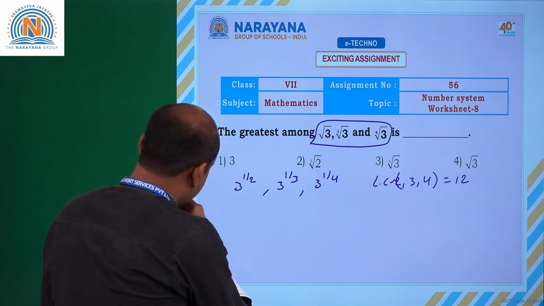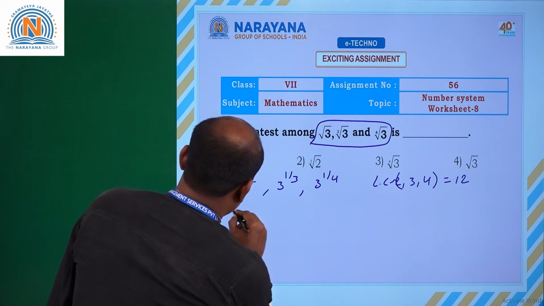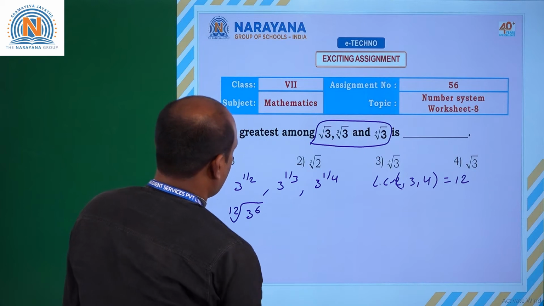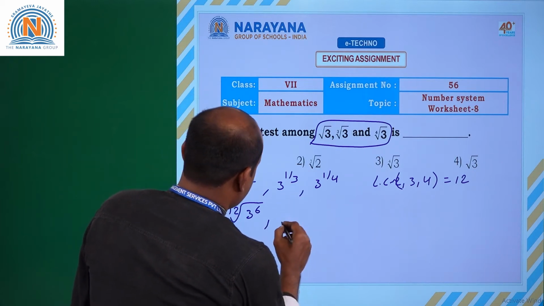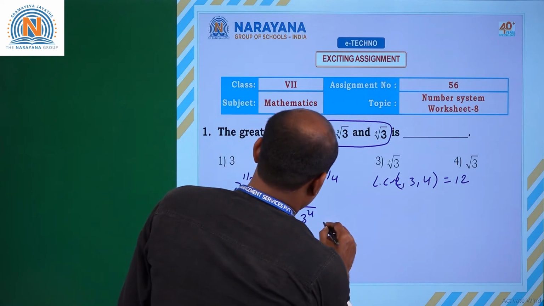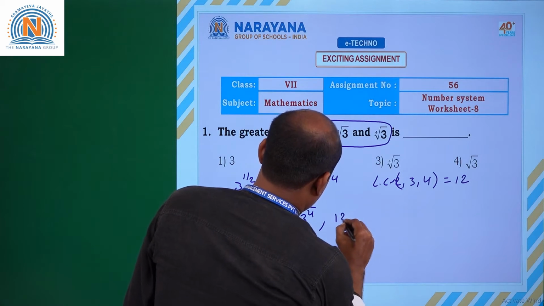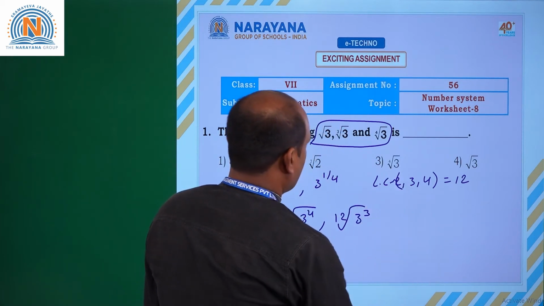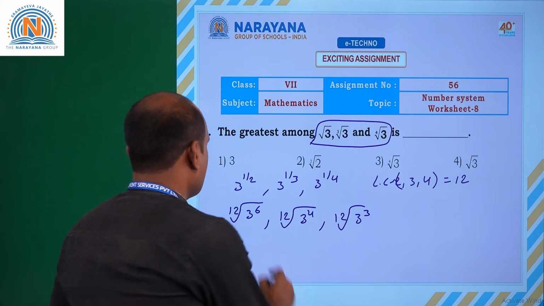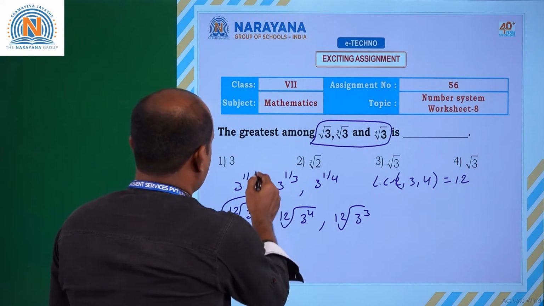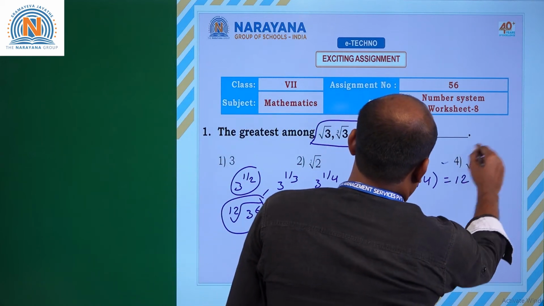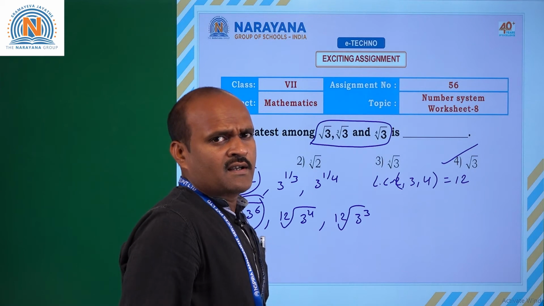So for that we take 12th root of 3 power 6, 12th root of 3 power 4, and 12th root of 3 cube. So in these three, which one is the greatest? All are the same order, right? So this one is the greatest. This is nothing but root 3. So root 3 is the greatest one of these three surds. So 4 is the correct answer.